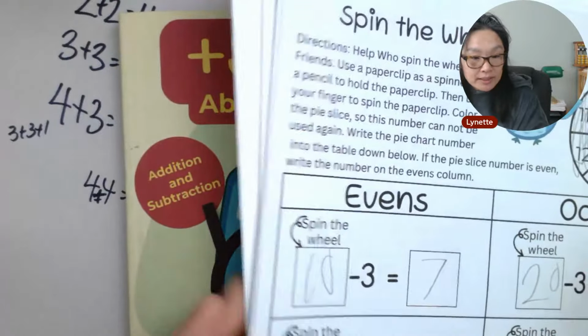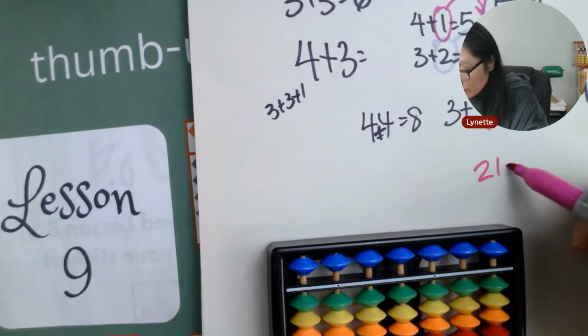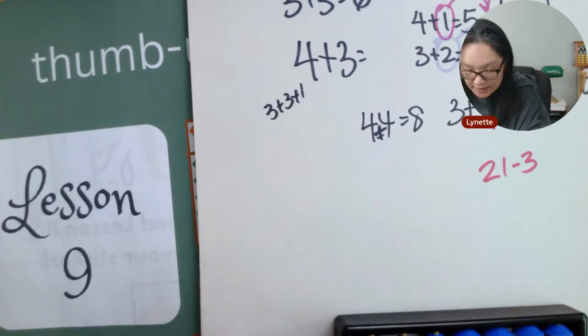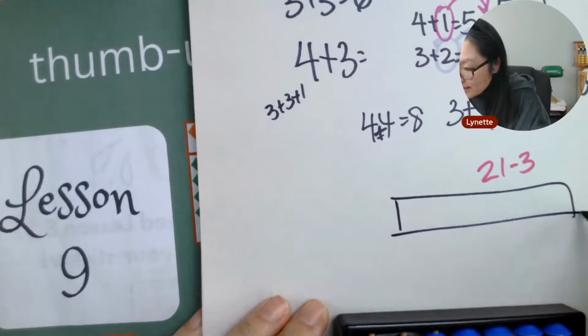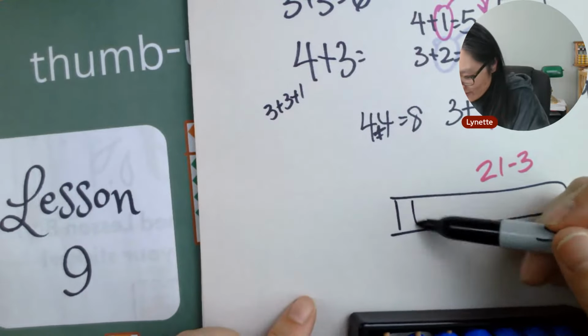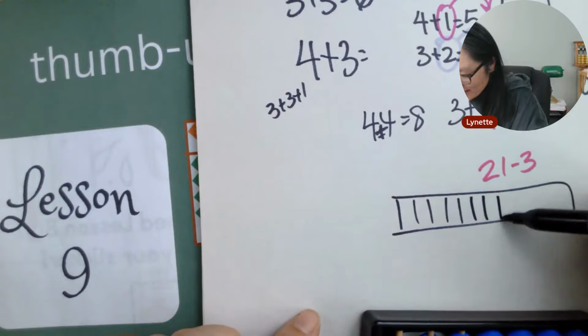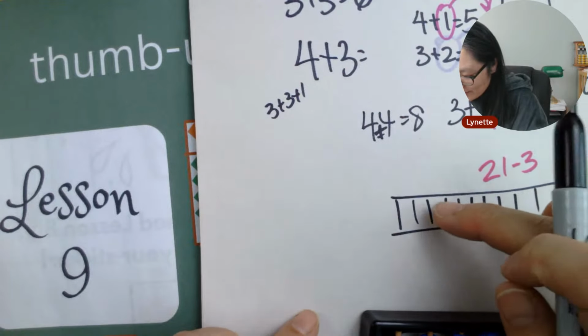Can you show 21 minus 3? Oh, okay, yeah. 21 minus 3. It's the same thing, right? 21 minus 3, right? Now, what is the family of 3? Okay. 1, 2, 3, 4, 5, 6, 7, 8, 9, 10. I think that's 10.